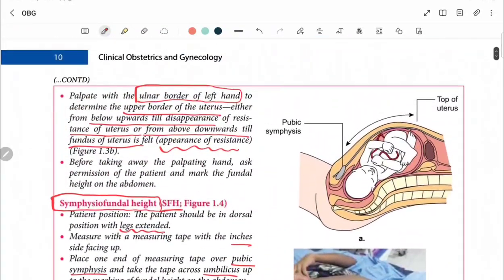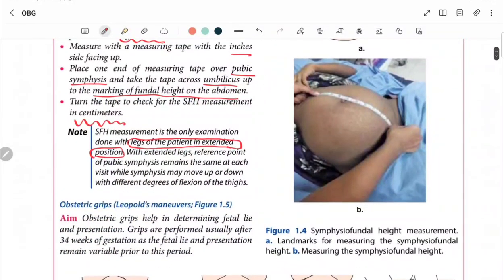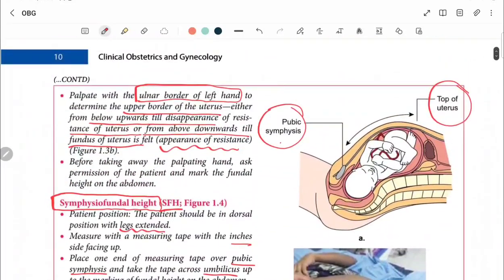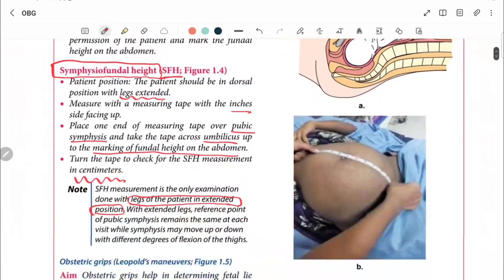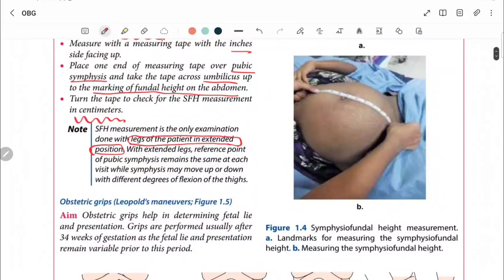So in this figure, this is the pubic symphysis, and this is the top of the uterus. The landmarks for measuring symphysiofundal height are the pubic symphysis and the top of the uterus. This is how the symphysiofundal height is measured, from the pubic symphysis till the top of the uterus.